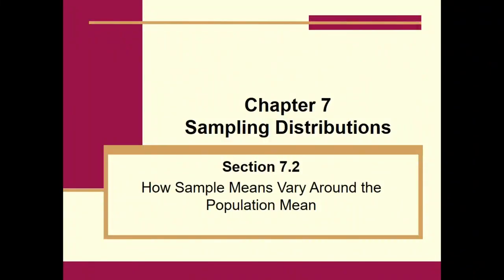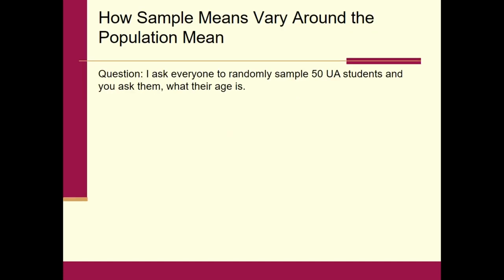Good day, stats students. Today we're going to get into chapter 7, and specifically we're going to start with 7.2. By starting with 7.2, I only have to describe one new thing to you instead of two new things. And so that's what I would like to start with, section 7.2. We're going to be talking about sampling distributions, specifically for X bar, the sample mean.